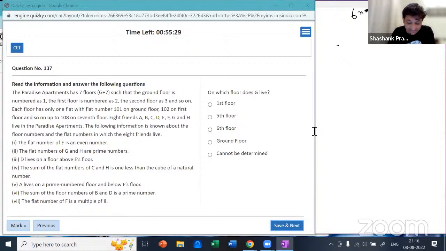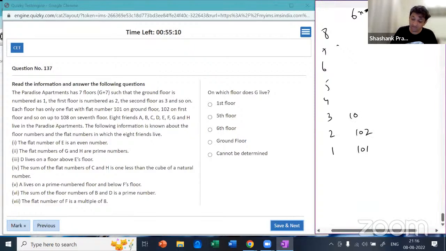7 floors, G plus 7, ground is 1, first floor is 2, so ground is 1, 7 floors. Acha, ground plus 7, 3, 4, 5, 6, 7 and 8 floors, matlab 8 stories. Okay, each floor has one flat with flat number 101 on the ground floor, 102 on the first floor, and so on till 108 on the last floor. 105, 106, 107, 108. Cool. They live somewhere, whatever happens.